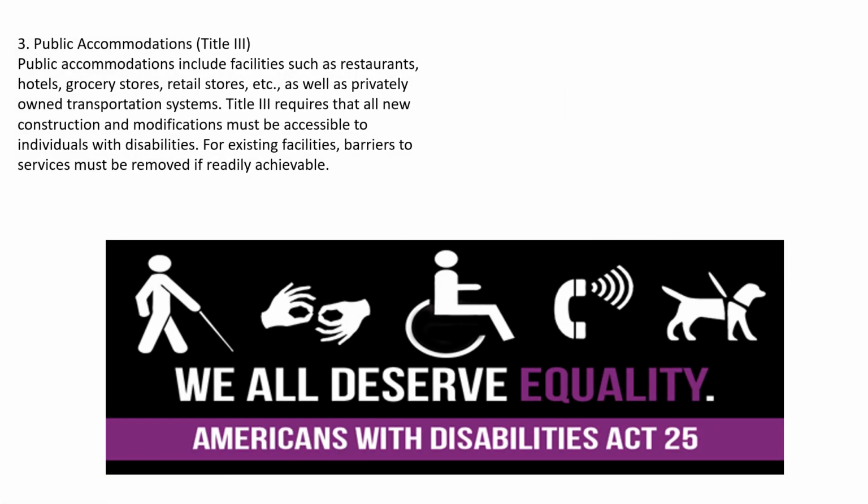Public accommodations is Title III, which includes facilities such as restaurants, hotels, grocery stores, retail stores, as well as privately owned transportation systems. Title III requires that all new construction and modifications must be accessible to individuals with disabilities. For existing facilities, barriers to services must be removed if readily achievable.